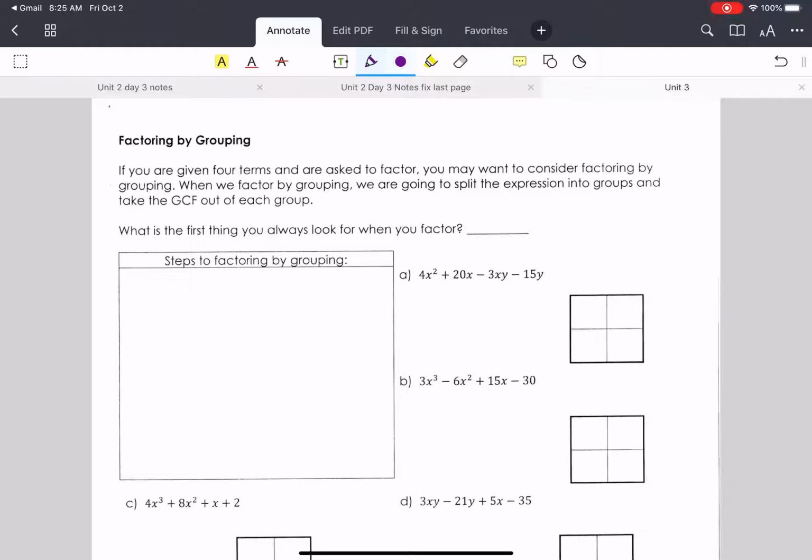So now before you even do the box, the first thing you always look for when you're factoring is a GCF. No matter what, you always wanna look for a GCF. And if there is one, you're gonna get rid of it, okay? So, steps to factoring by grouping. Step 1, take out GCF.